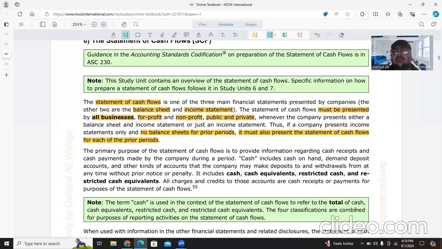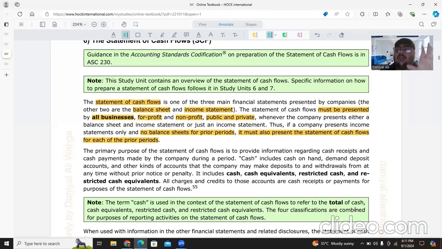It explains you are required to prepare the three major statements. First of all, you have an income statement. Next, you have a balance sheet. Third, you have a cash flow statement. You are required to prepare a cash flow statement as well for all organizations and all types of businesses.